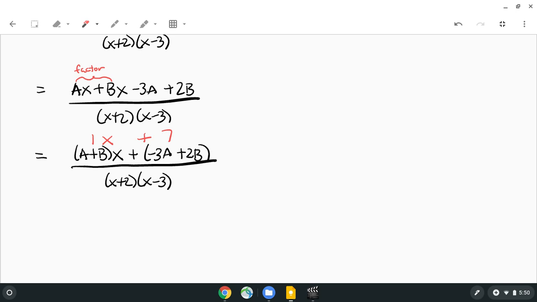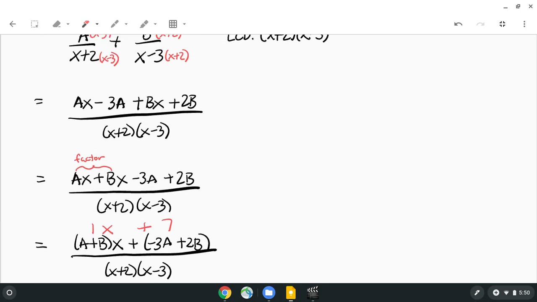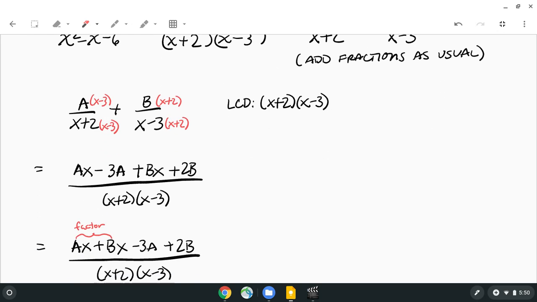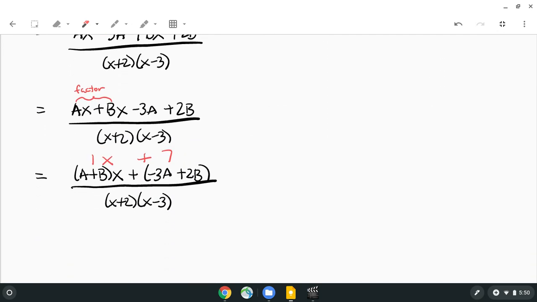So a plus b should be equal to 1. Do you see that? And negative 3a plus 2b should equal 7, because that was the original problem, x plus 7. So here's your system that you'll need to solve.